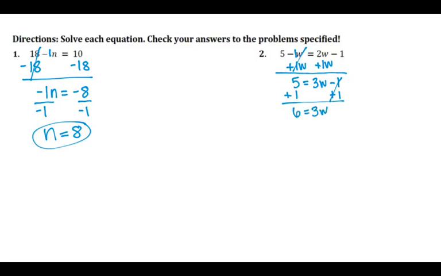Now, if you'll notice, you have your variable on one side, number on the other, which is exactly what our goal was when we have variables on both sides. So now, at this point, my 3 is being multiplied by my w, so I want to undo multiplication, so I'm going to go ahead and divide both sides by 3, and that gives me w equals 2.